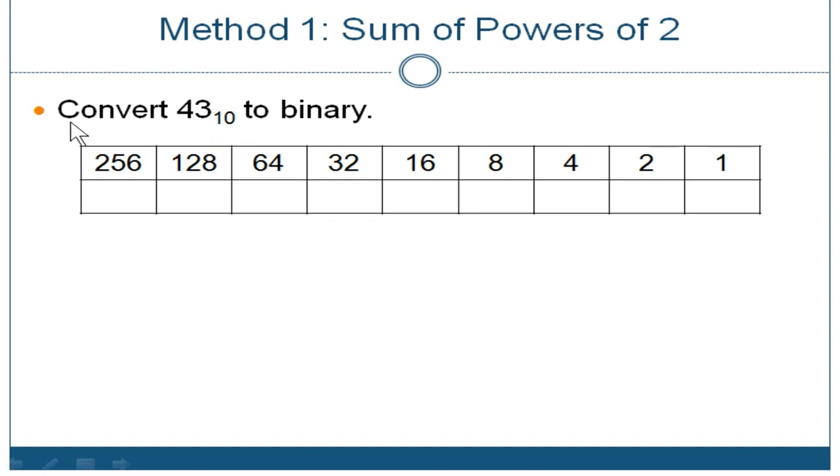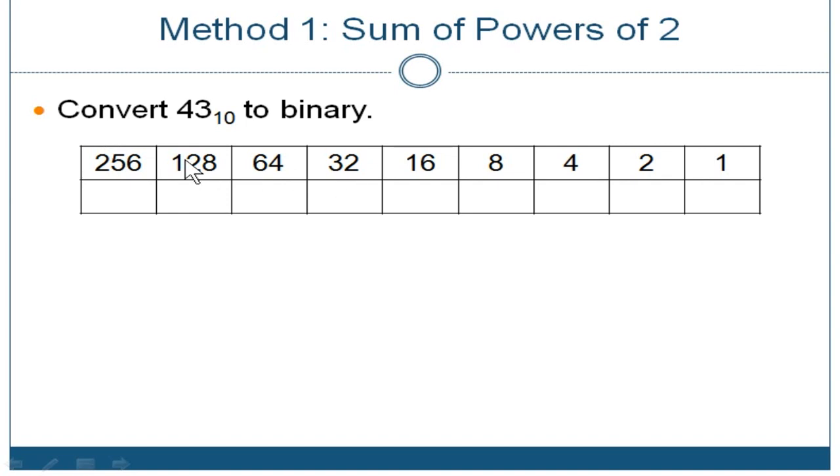Before you start, you have to write these numbers. What are these numbers? They are nothing but the powers of 2: 2 to the power 0 is 1, 2 to the power 1 is 2, 2 to the power 2 is 4, 2 to the power 3 is 8, 2 to the power 4 is 16. It goes on like that. You have to fill in the numbers like that, from right to left.